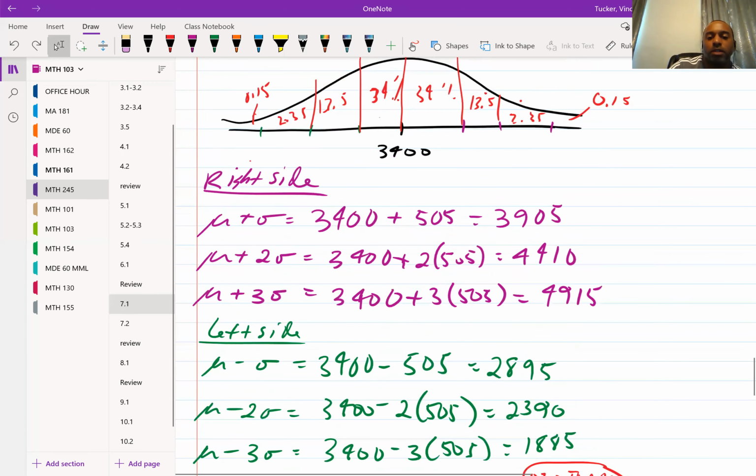And so, you can put them, let's say, to the right and to the left of your mean. And those would be those values. And that's how your empirical rule will be set up.